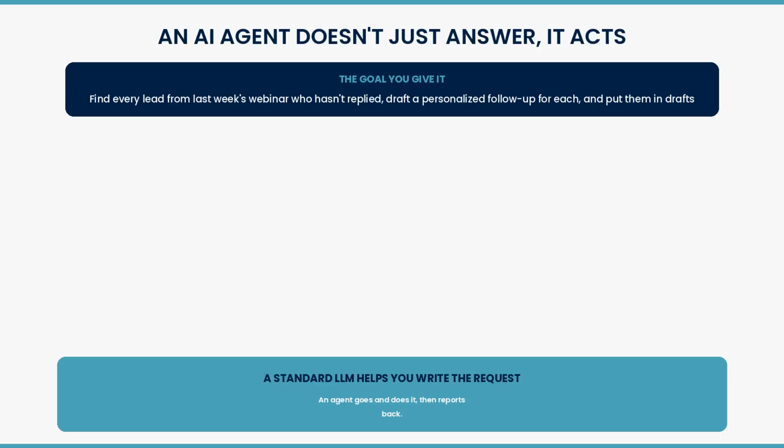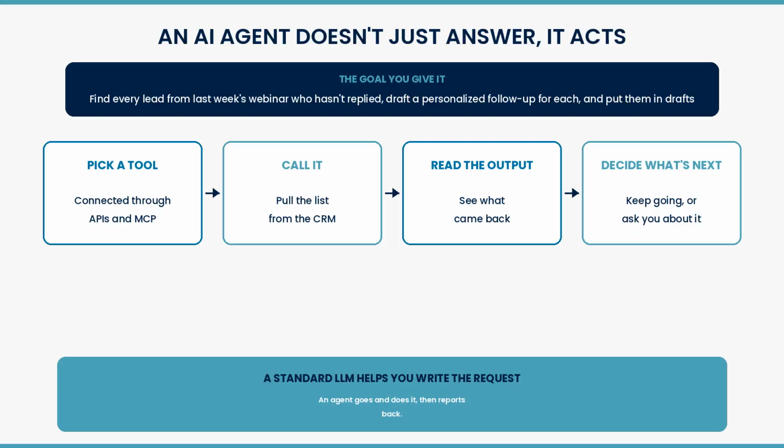Agents use tools connected through APIs and increasingly MCP. The agent picks a tool, calls it, reads the output, decides what's next, and keeps going until it finishes or hits something it needs to ask you about. Our team runs agentic workflows daily. The infrastructure is real and available now, and the marketers who learn to direct these agents multiply their output without multiplying their team.